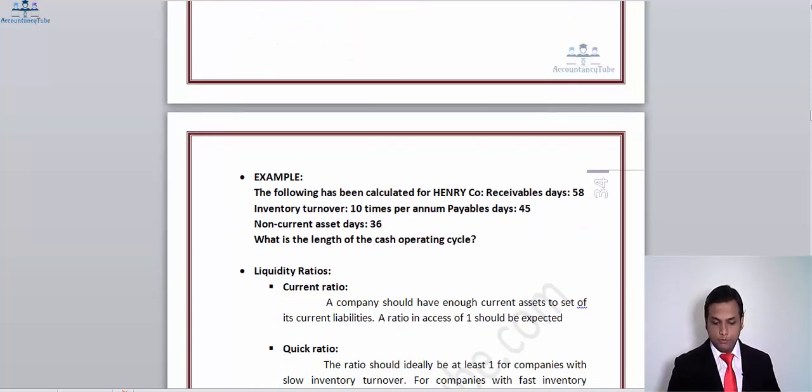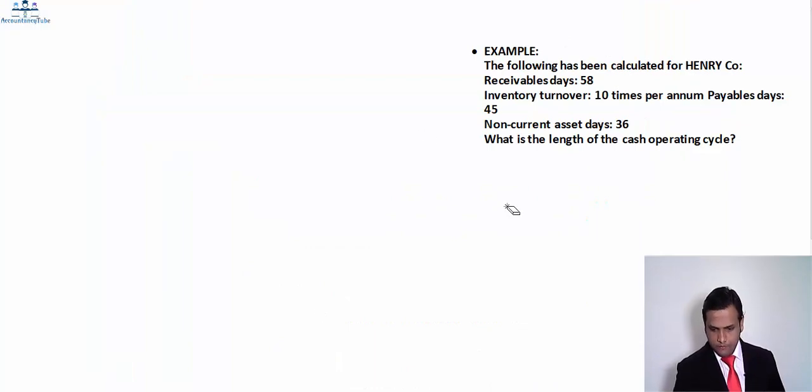There's an example over here as well. The following has been calculated for Henry Co. Receivables days 58, inventory turnover 10 times per annum. And then we got payable days of 45 and non-current asset days of 36. And the question requires us to find the length of the cash operating cycle. So let's compute that. I've already put the example over here.